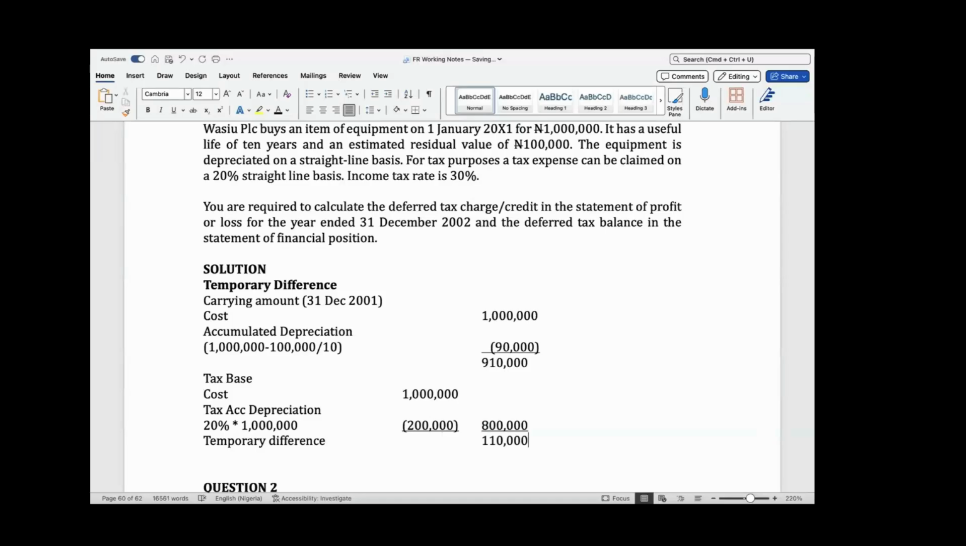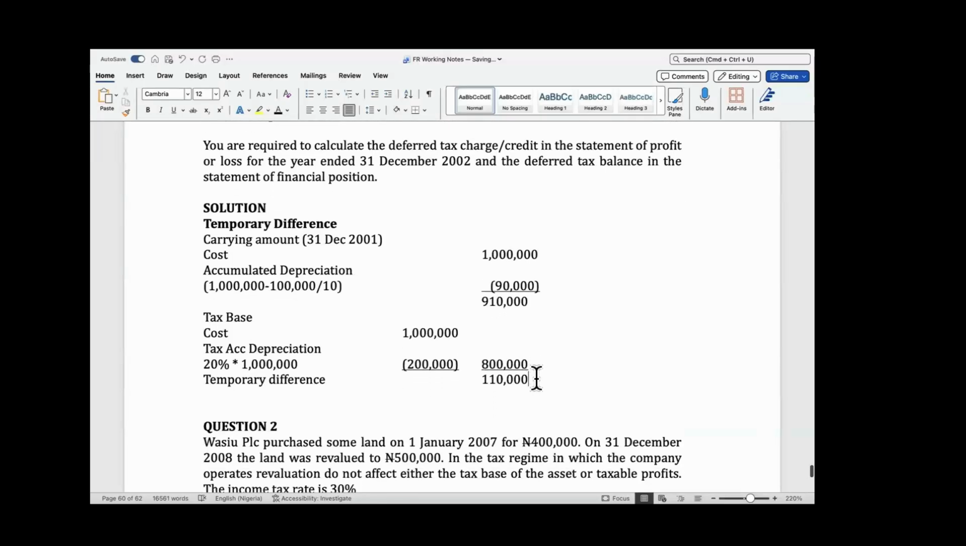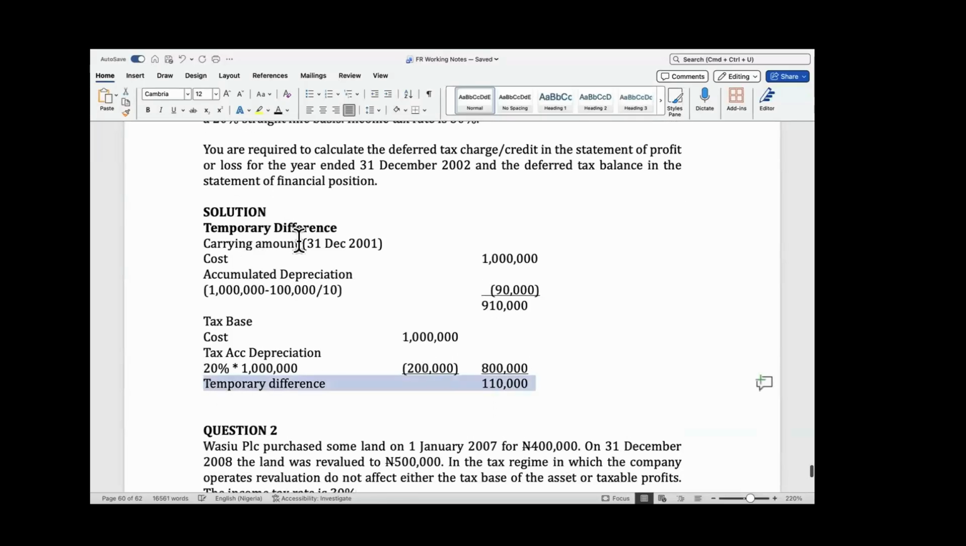I have a temporary difference here of 110,000. Now, let me ask you, this temporary difference at the end of 2001, is it a taxable temporary difference or a deductible temporary difference? Who can tell me? Anyone?